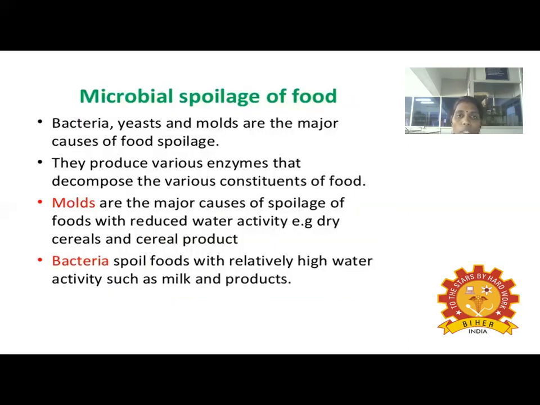Next, the microbial spoilage of food. Bacteria, yeast, and mold are the major causes of food spoilage. These microorganisms produce various enzymes that decompose the various constituents of food. Mold is the major cause of spoilage of foods with reduced water activity, for example, dry cereals and cereal products. Bacteria spoil foods with relatively high water activity, such as milk and milk products.